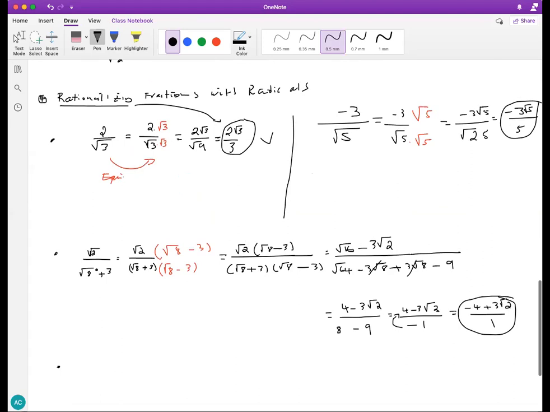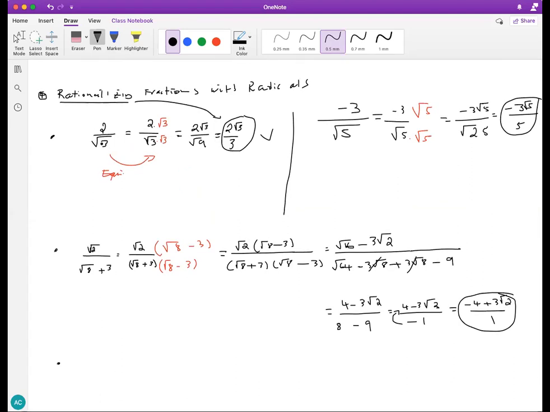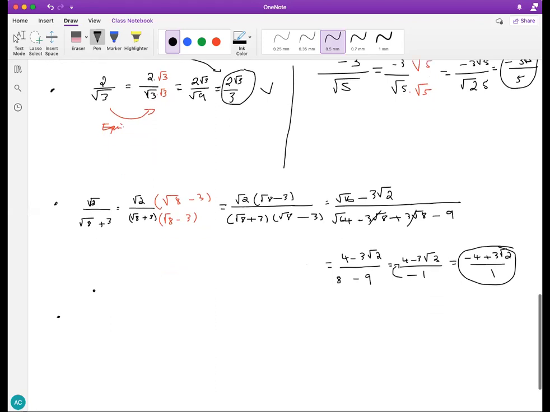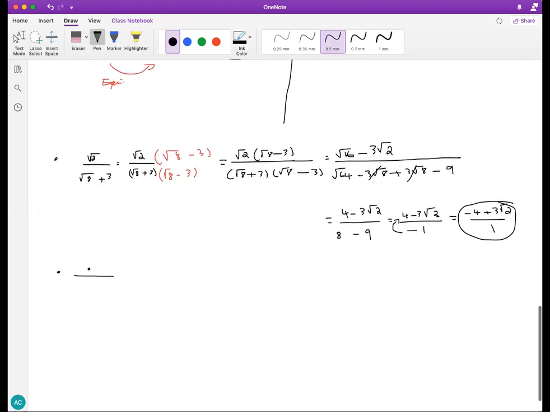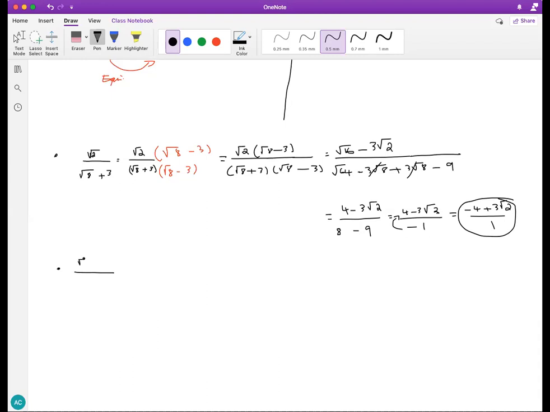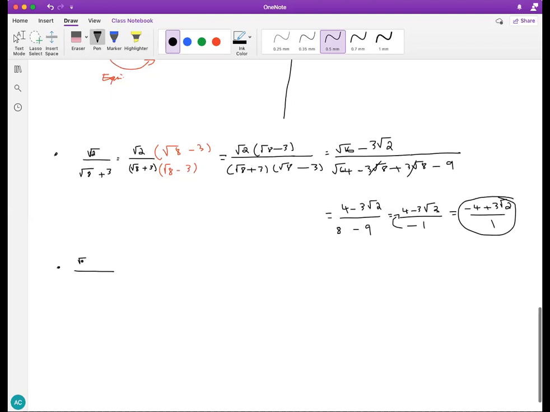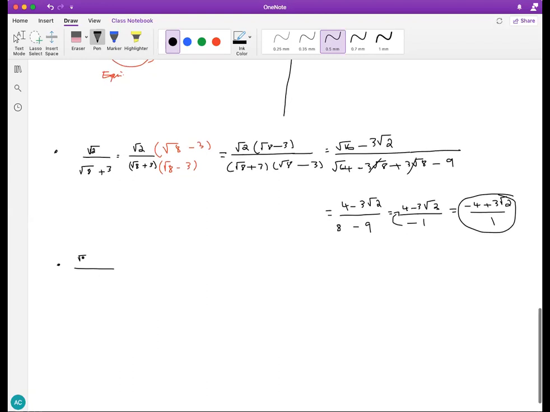Let's do one more example of rationalizing. This time we had 1 radical in the denominator. Then we used 1 radical in the number. Now let's use 2 radicals in the denominator and see how to rationalize it. So let's say radical 5.